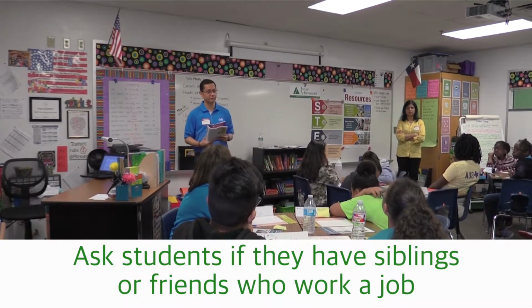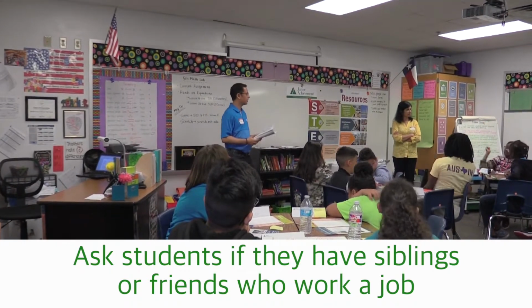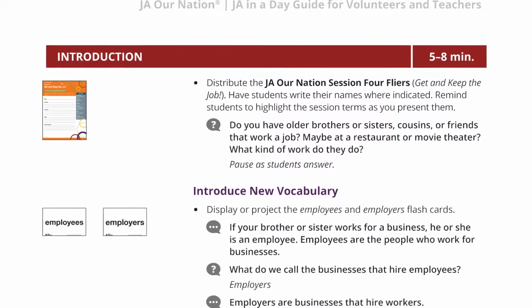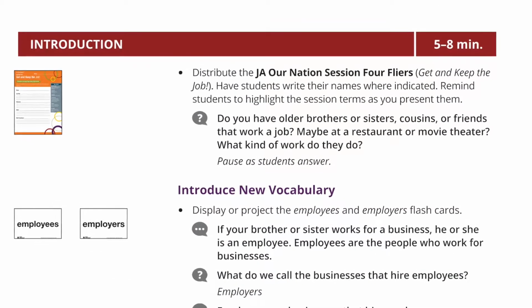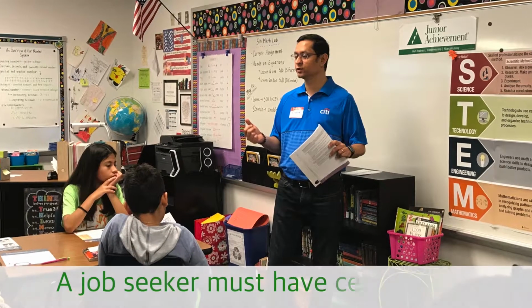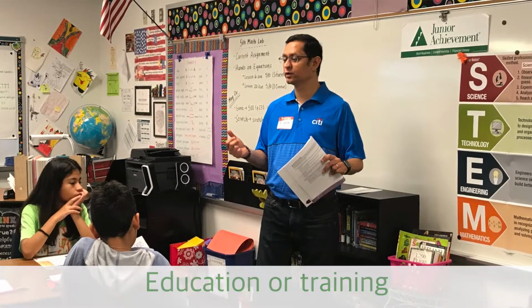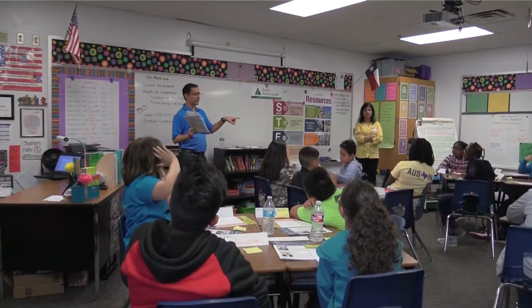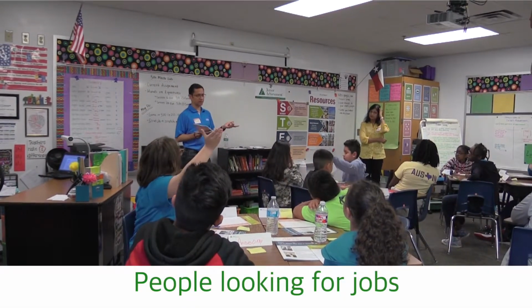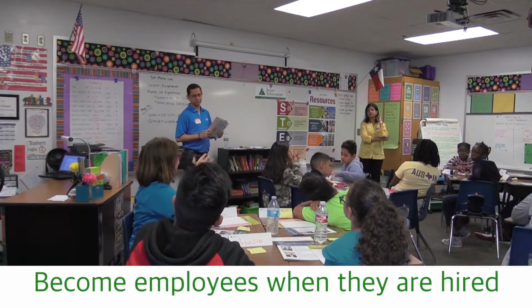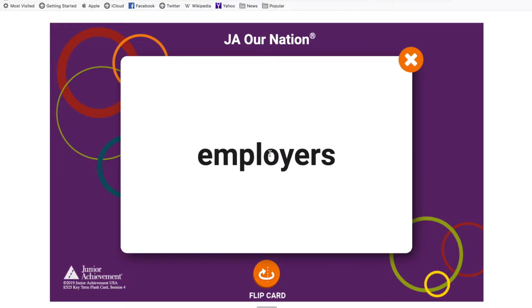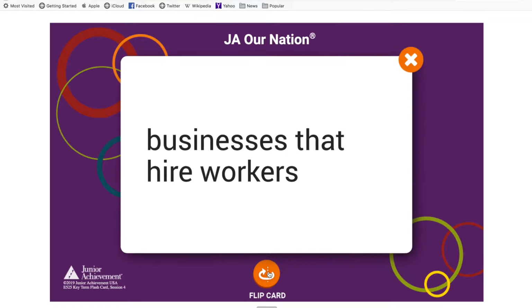Ask students if they have siblings or friends who work a job. Use the questions in your guide to engage students in a conversation. Tell the students that a job seeker must have certain skills, education, or training. People who are looking for jobs become employees when they are hired. An employer is looking to hire employees.